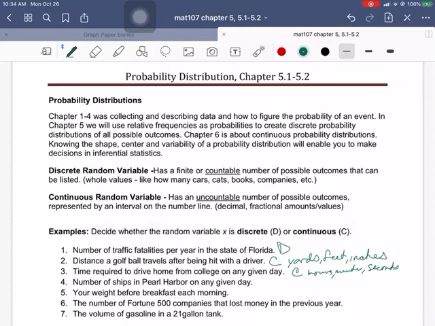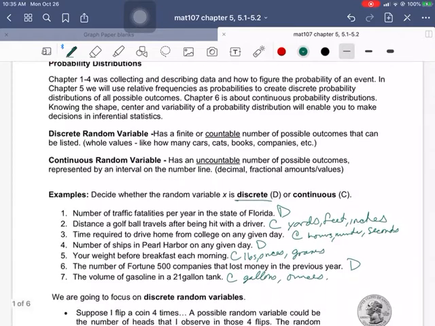Number of ships in Pearl Harbor, 1, 2, 3, 4. Discrete. Okay, your weight before breakfast is continuous. Pounds, ounces, grams. Remember, continuous is fractional decimal amounts, right? Number of Fortune 500 companies that lost money the previous year. You can count them. Okay, volume of gasoline is measured, so gallons, ounces, etc., depending on what you're measuring things with.